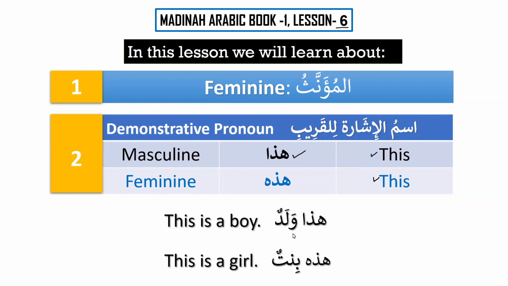So when we have a nominal sentence and we want to say this is a boy, we say hadha waladun. And when we want to say this is the girl, now we can see that the gender has changed. So that's why we have to use hadhihi. So it will be hadhihi bintun. So for a boy, we say hadha waladun, and for a girl, we say hadhihi bintun.